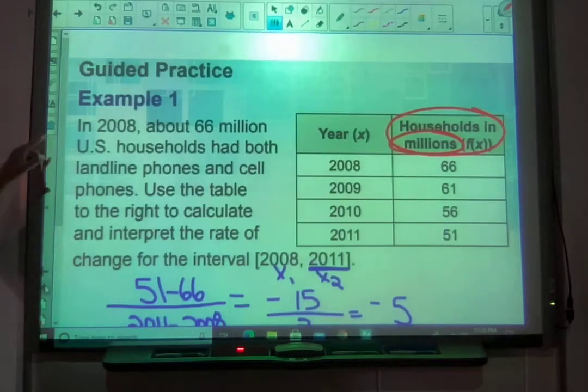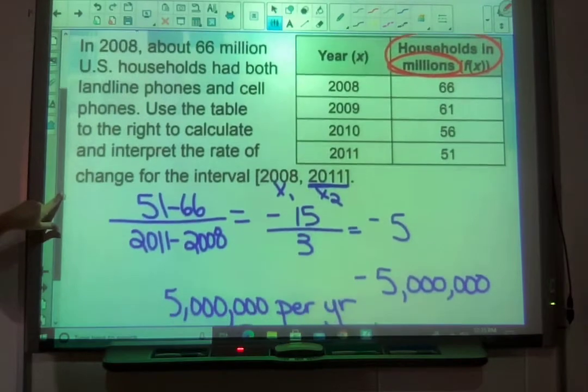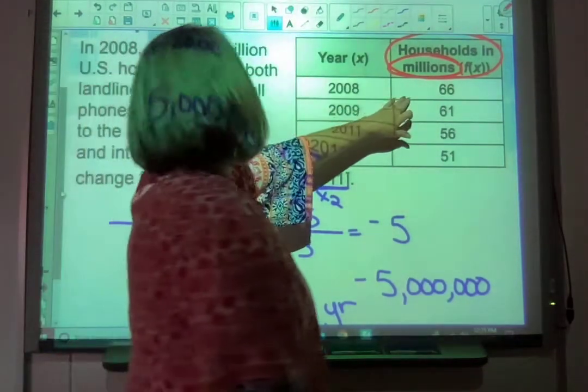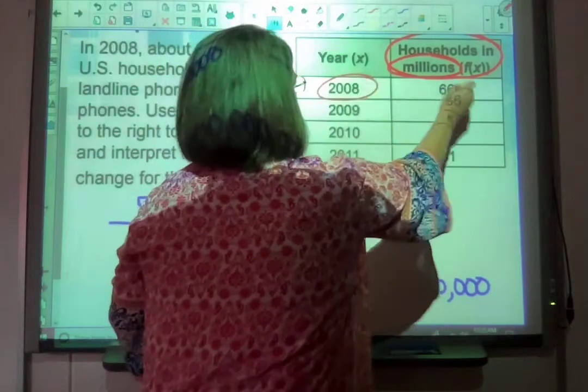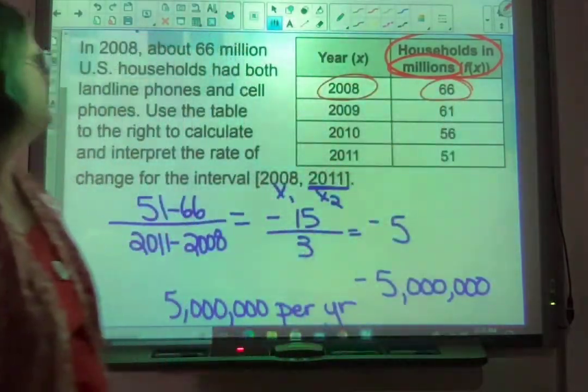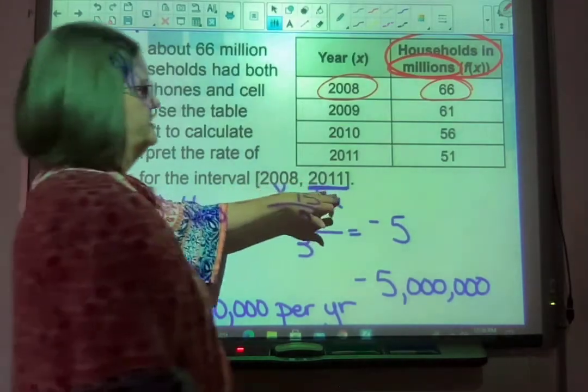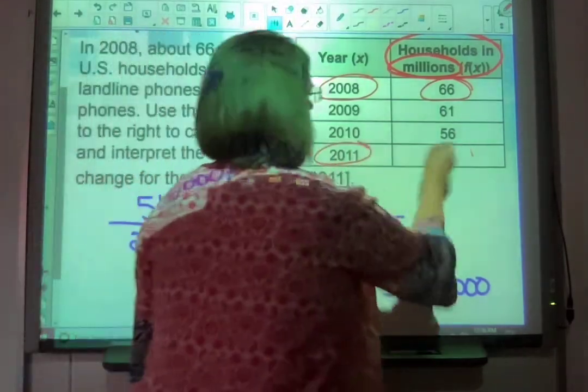All right, so steps. Let's just go through this. In 2008, which is right here, about 66 million households had both landline phones and cell phones. I don't know too many anymore that do. Use the table to the right to calculate and interpret the rate of change for the interval 2008 to 2011.